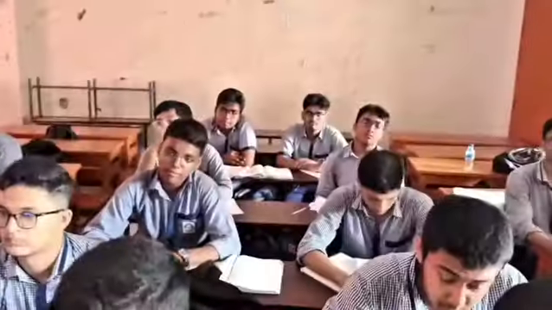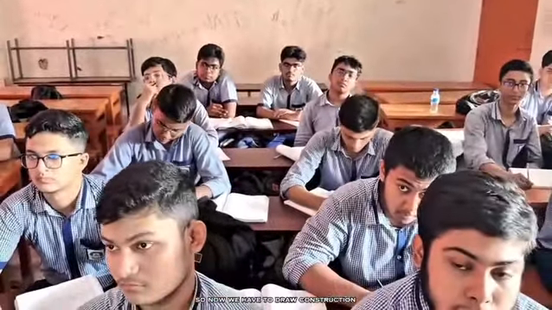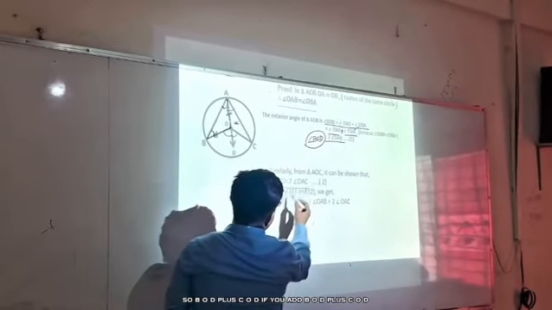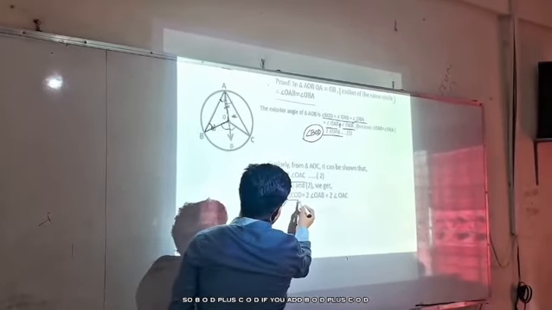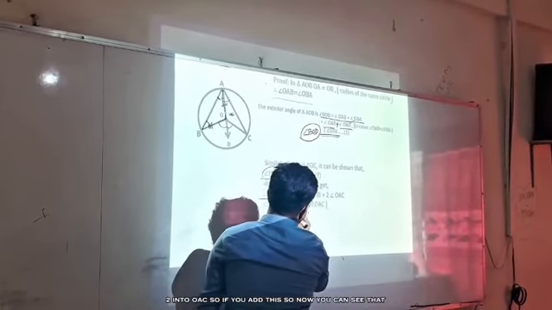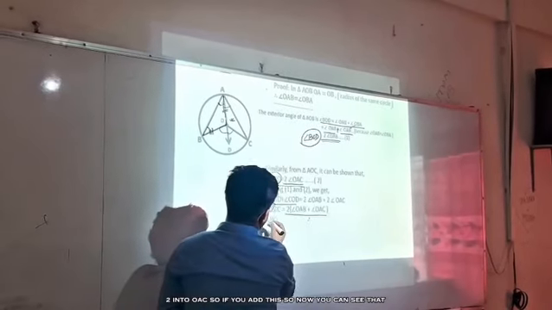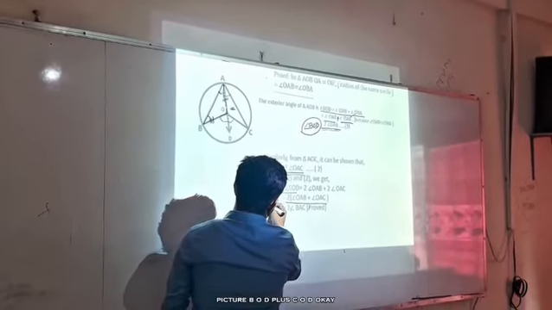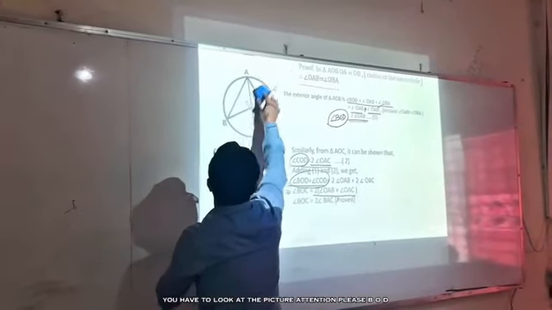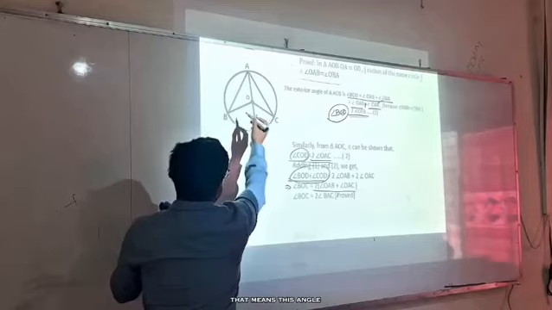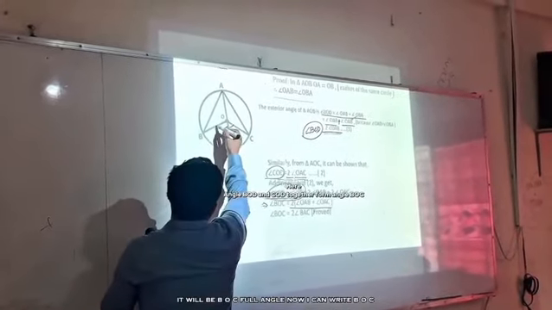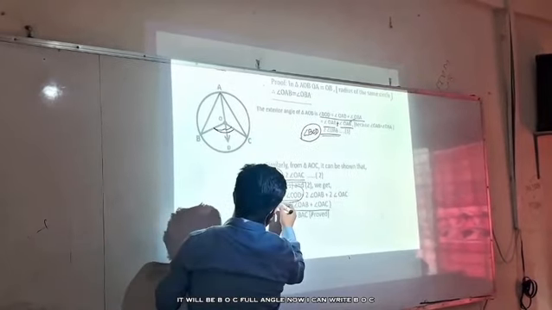Now listen. First we have to draw the construction. This is equation 1: angle BOD plus angle COD. If you add these, in this picture, BOD means this angle and COD means this angle. If you add these angles, it will be the whole angle BOC. Now I can write BOC.